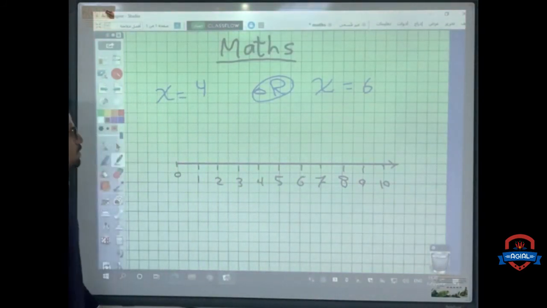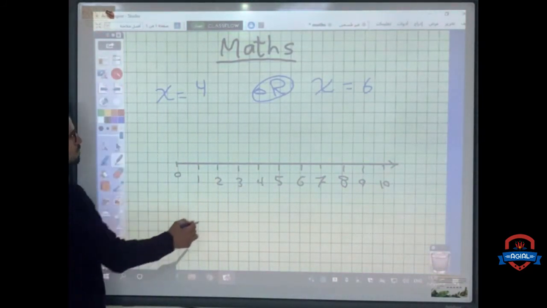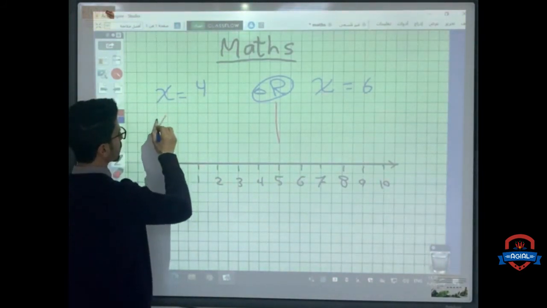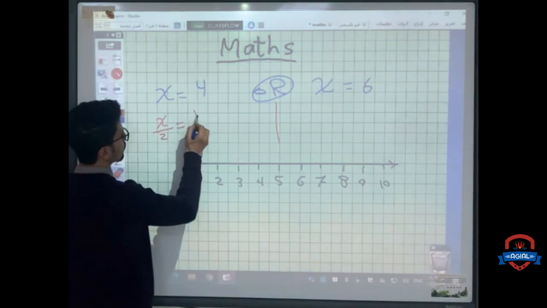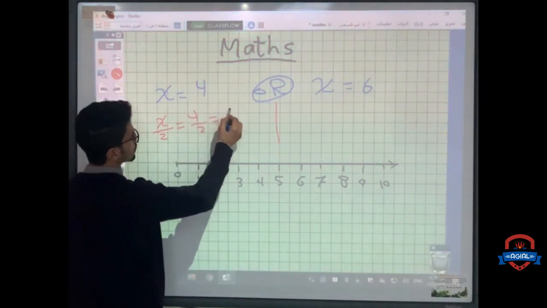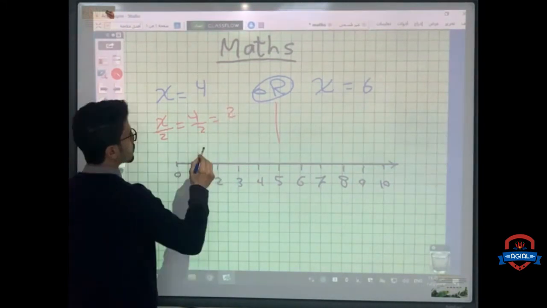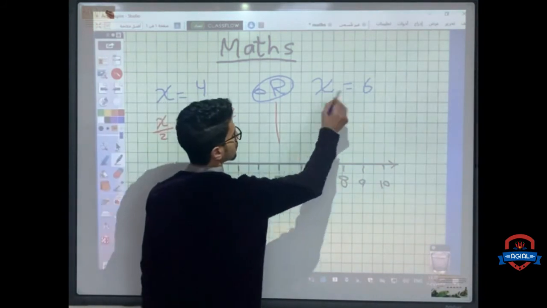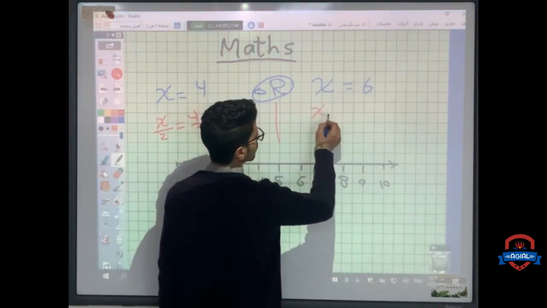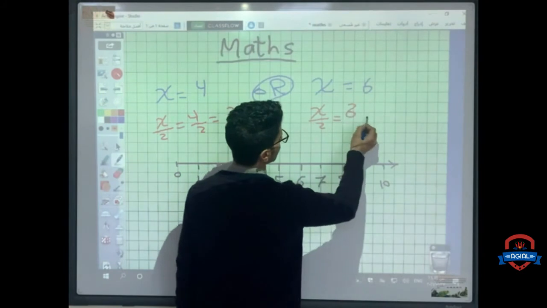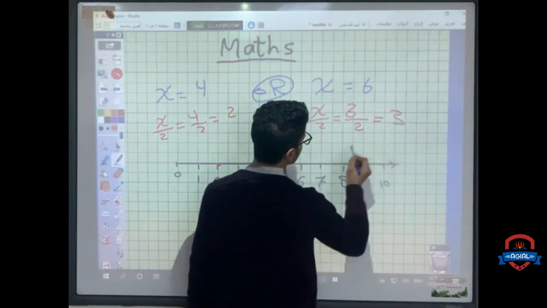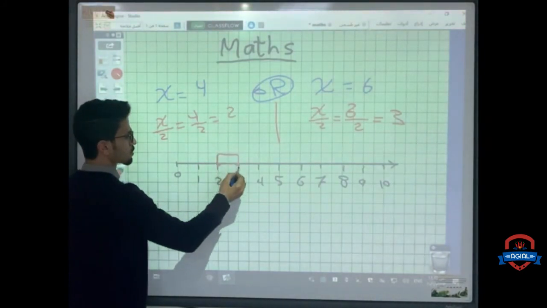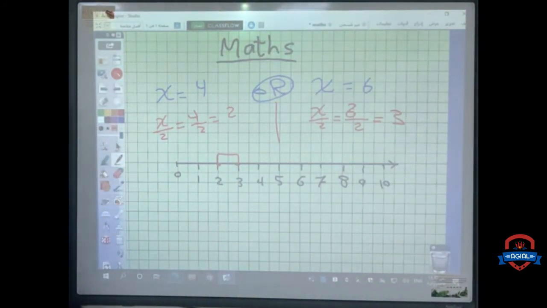So now we need to represent the values of x over 2 on this number line. So x equals 4, so x over 2 equals 4 over 2 equals 2. So the value of x over 2 may be 2, or x equals 6, so x over 2 equals 6 over 2 equals 3, so we may have 2 or 3. So the values of x over 2 are 2 or 3. Let's look at the next question.